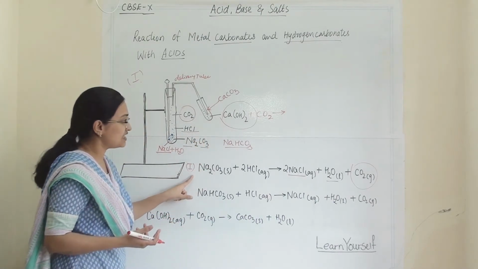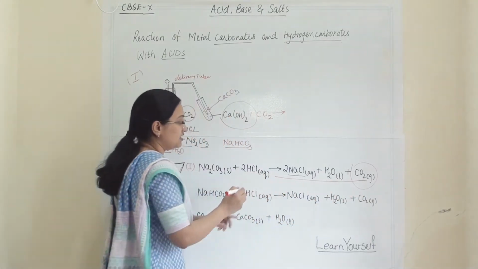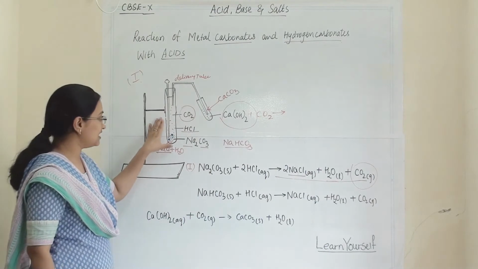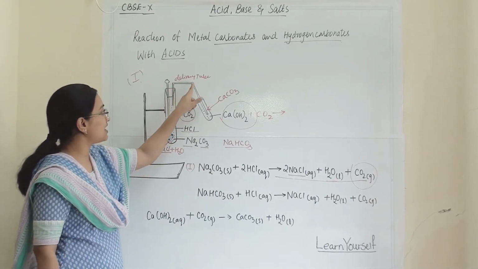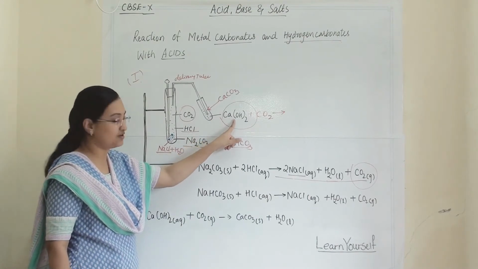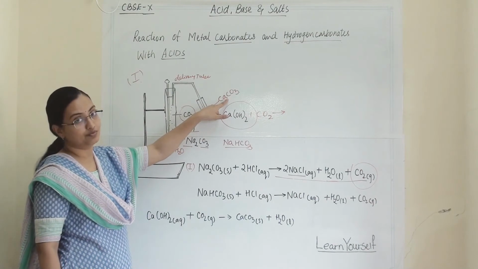So in this we are going to get this product, sodium chloride and water, that will remain here. Carbon dioxide will pass through this delivery tube and it is going to react with calcium hydroxide, and we will get calcium carbonate as a solid product.